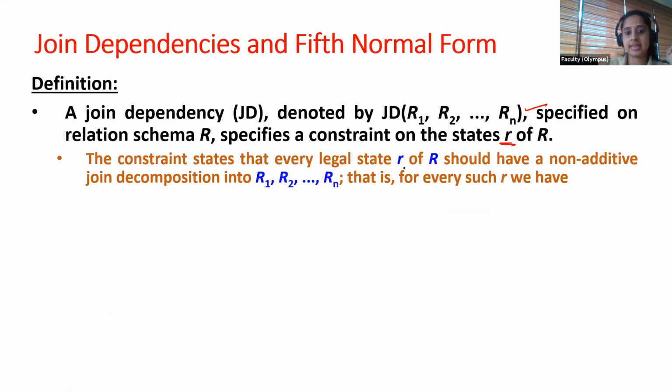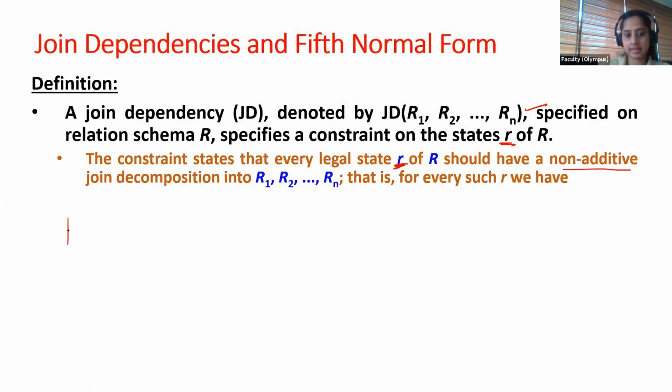So the constraint states that in every legal state R, the current state, there should be a non-additive join. Whatever you break down, there should not be an additive join. If you break down into two tables and you find an additive join, then you have to go for three tables. That is the concept of join dependency. More than two tables. Even in two tables, if you find an additive join decomposition, that means addition of tuples is seen, then that is a scenario of join dependency.